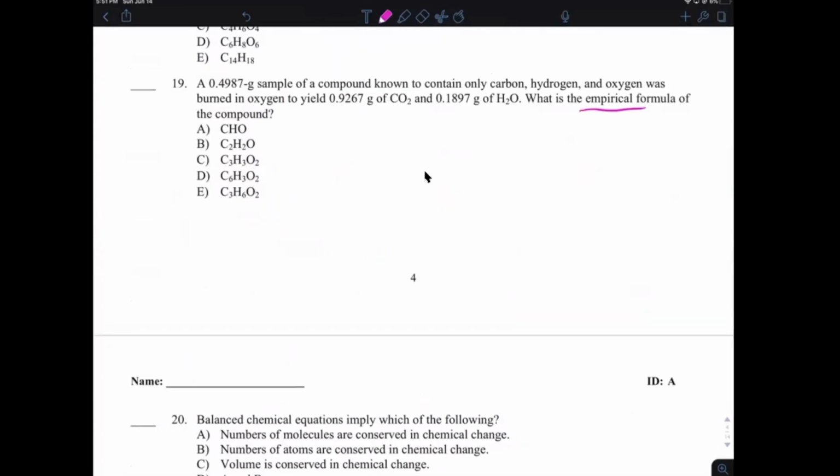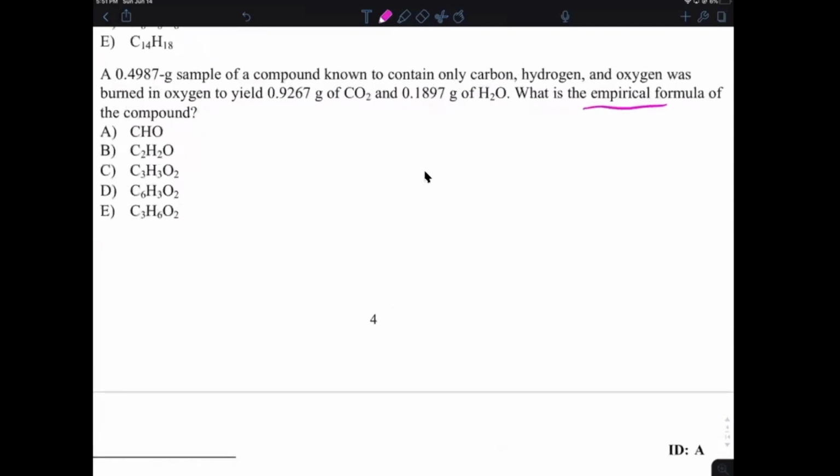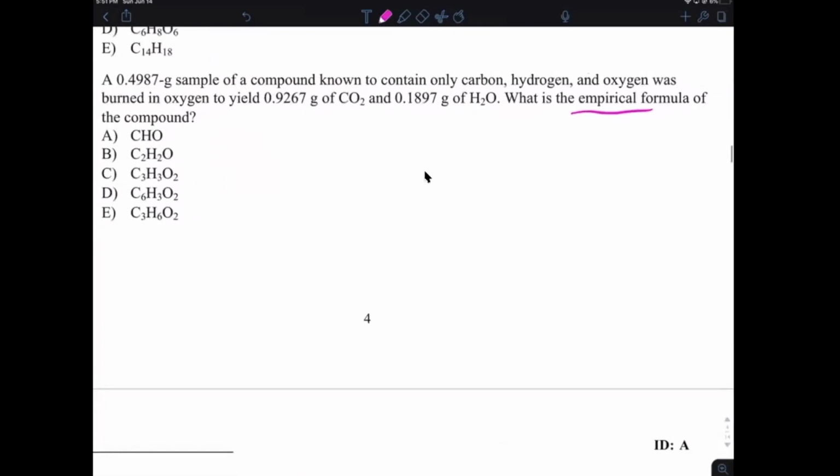Okay, so for this one, I think this is really similar to another problem we did, I'm pretty sure. But pretty much what we want to do is, so we're told this only contains carbon, hydrogen, and oxygen, and it's burning oxygen and it gives us this much CO2, this much H2O. So basically this is pretty much telling us that all the carbon in this compound went to the CO2 and all the hydrogen went to the H2O.